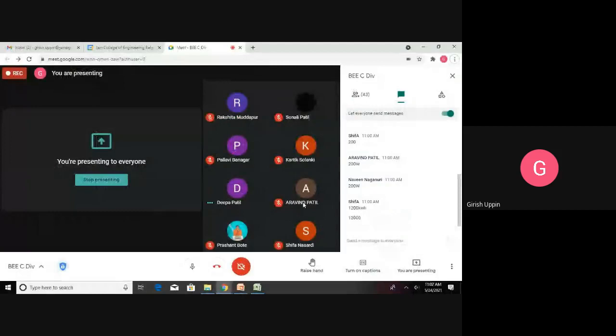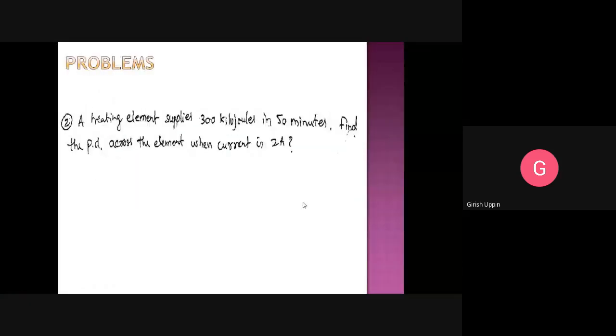Okay, that is okay. Next problem. A heating element supplies 300 kilojoules in 50 minutes. Find the potential difference across the element when the current is 2 amperes.